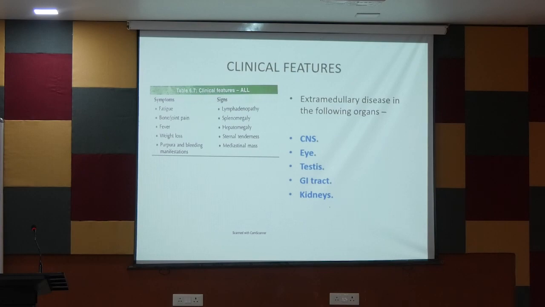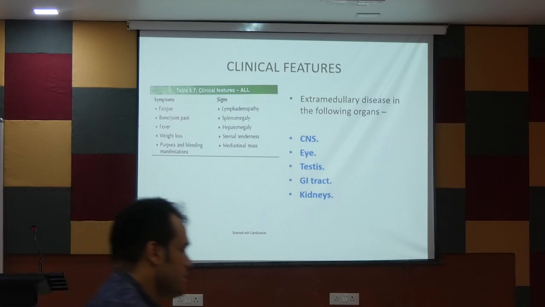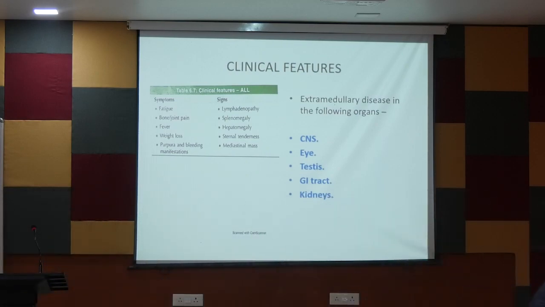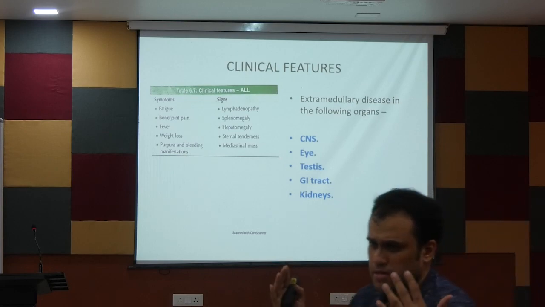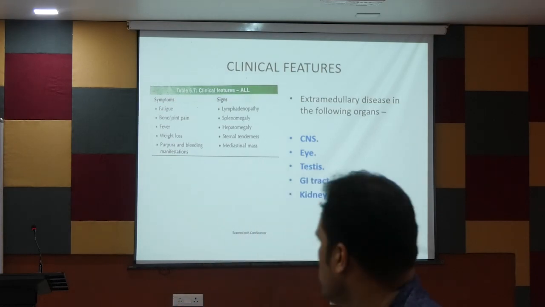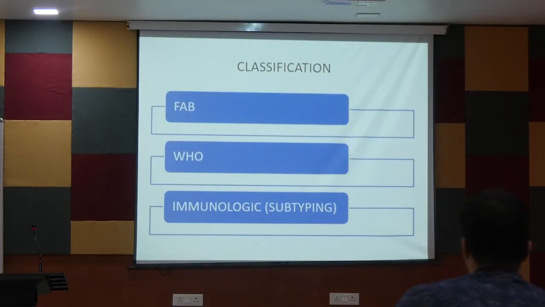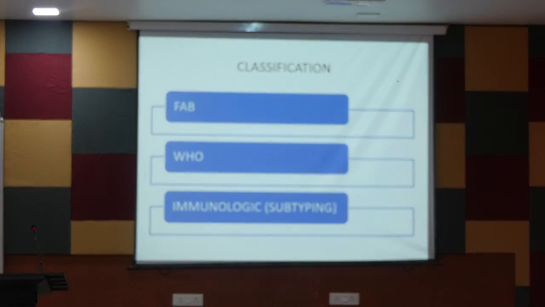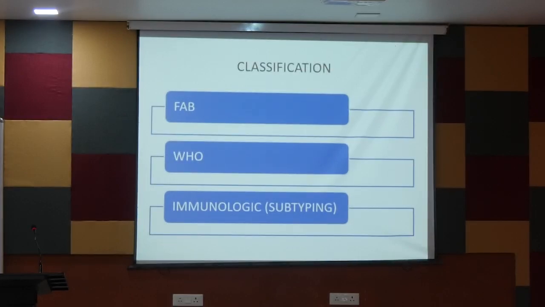Okay, and then another site where it can relapse is the testis. That's why males, when they are affected, the prognosis is adverse for males as compared to females. So classification, one is FAB, French, American, and British classification.